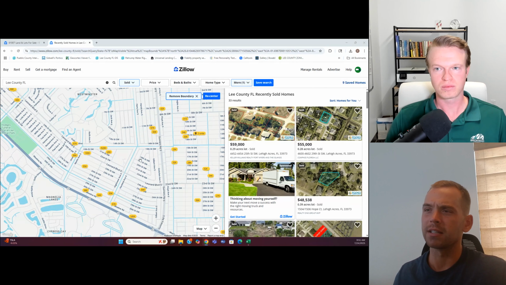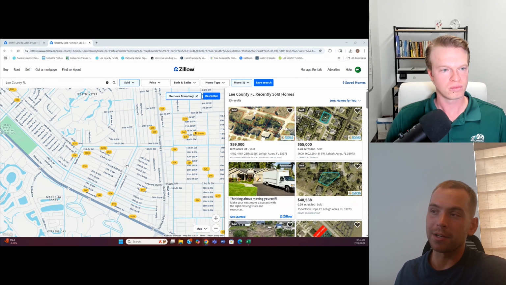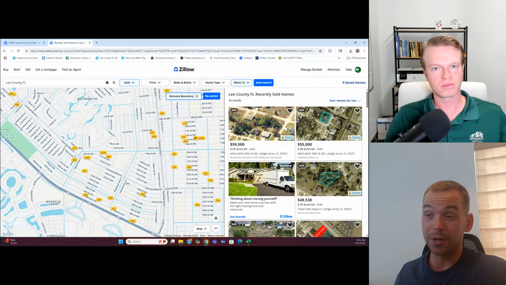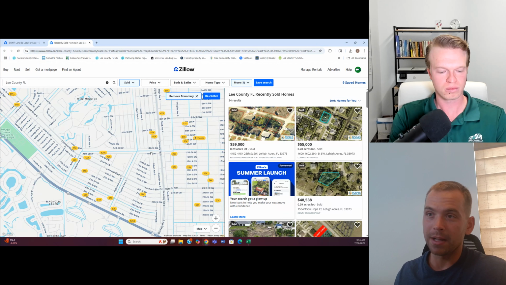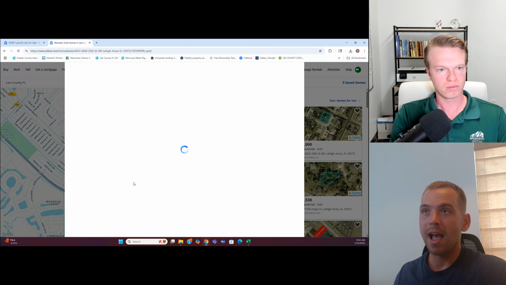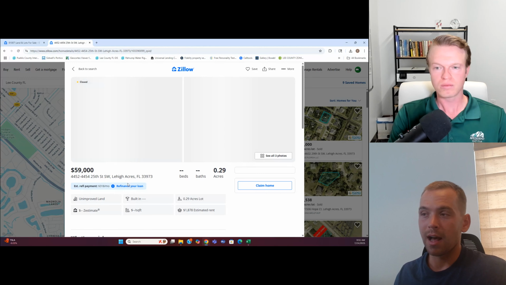So let's start with looking on Zillow. And again, this market has really, really slowed. But if it was 2022 or 2023, and I didn't know anything about this market, as I zoom in and start to look around, I want to see the descriptions and how quickly lots sold.